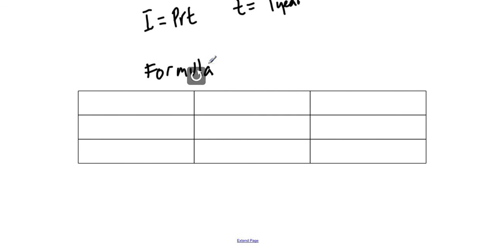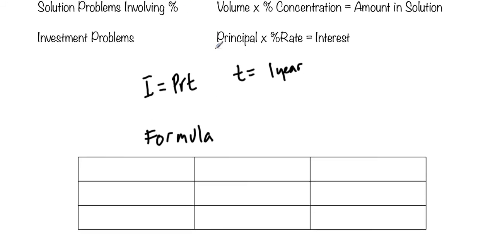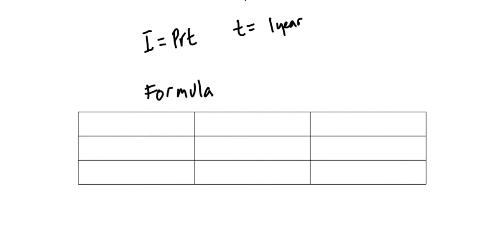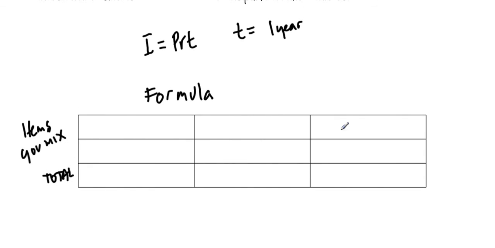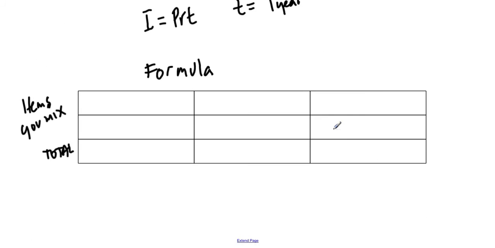Any of the formulas that you have right here, you will be putting on top. And on the side will be the items you mix. And the bottom part will always be the total. Now it is also very important to know that you don't have to fill all the cells in this problem, but you need to create this organizational chart every single time, and that's exactly what happened in Rachel's example, where the table was created.